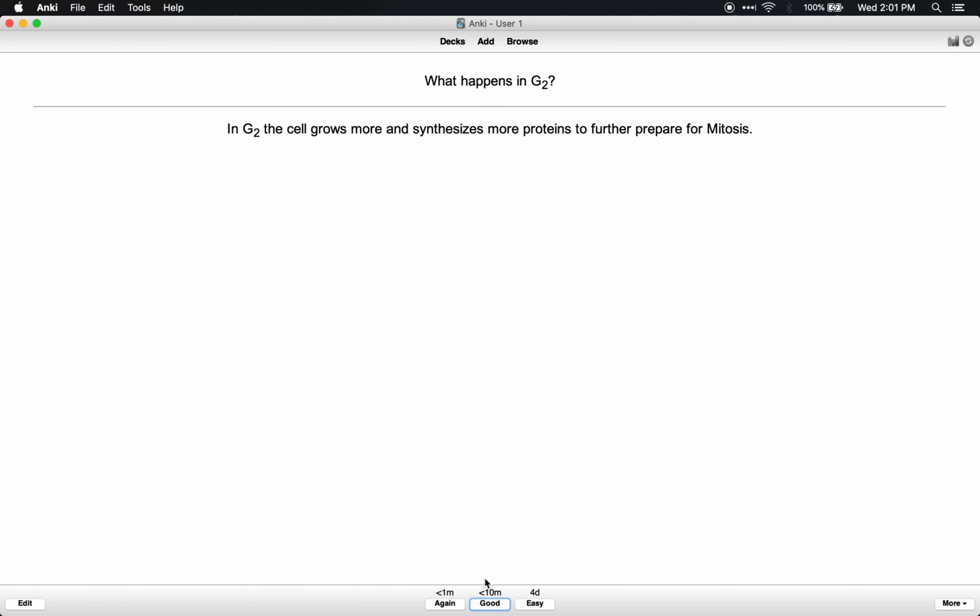What are examples of conceptual and behavioral schemas? Conceptual schema is like what's a bird, what's a dog. Behavioral schema is like what do you do at a nice restaurant, what's the formality, etc. G2 phase is growth phase 2. Nothing really big happens.